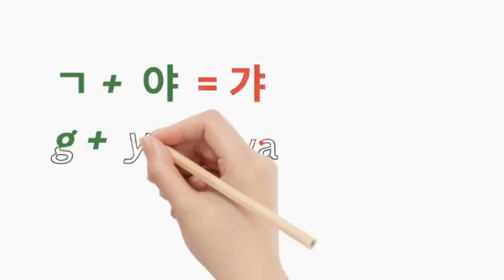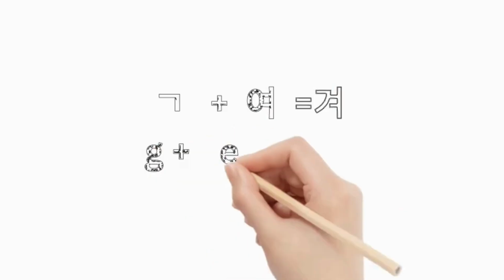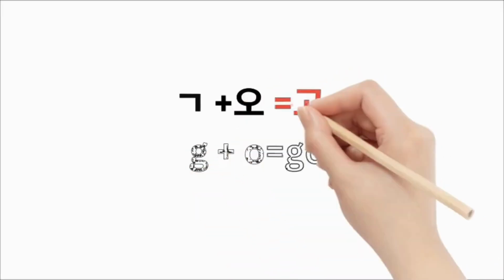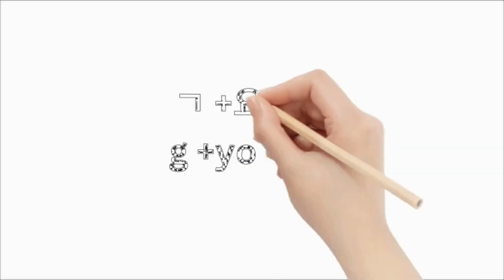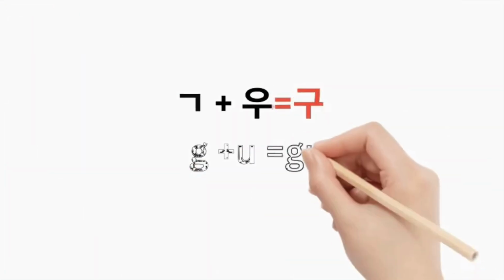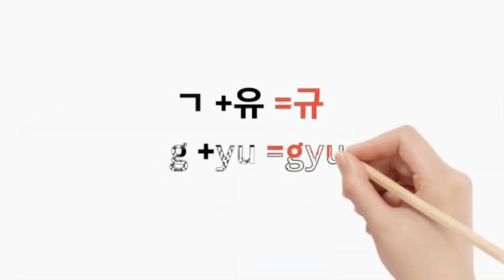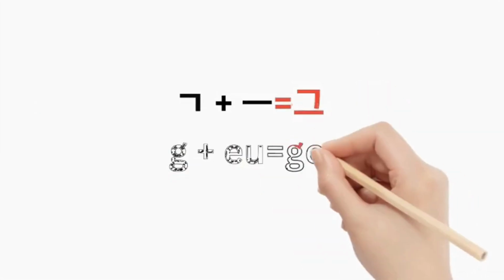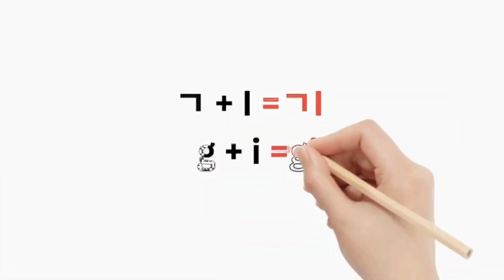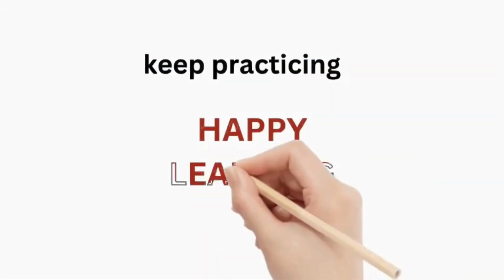갸, 거, 겨, 고, 교, 구, 규, 그, 아이. Do the same thing with all the consonants and practice well.